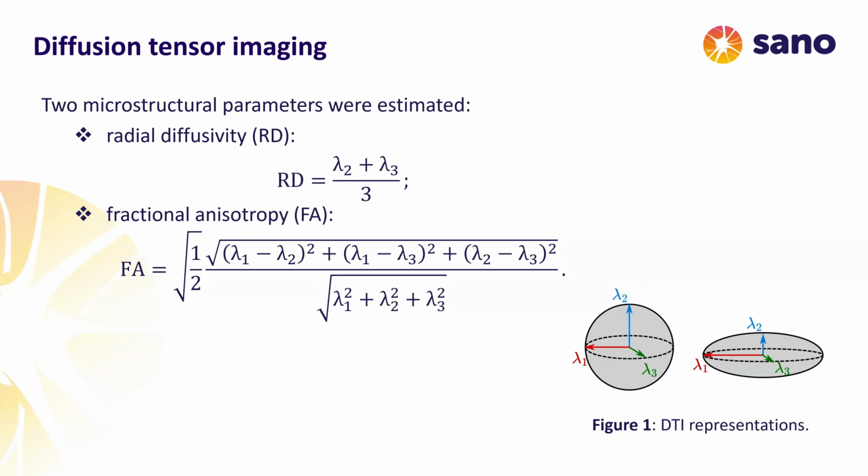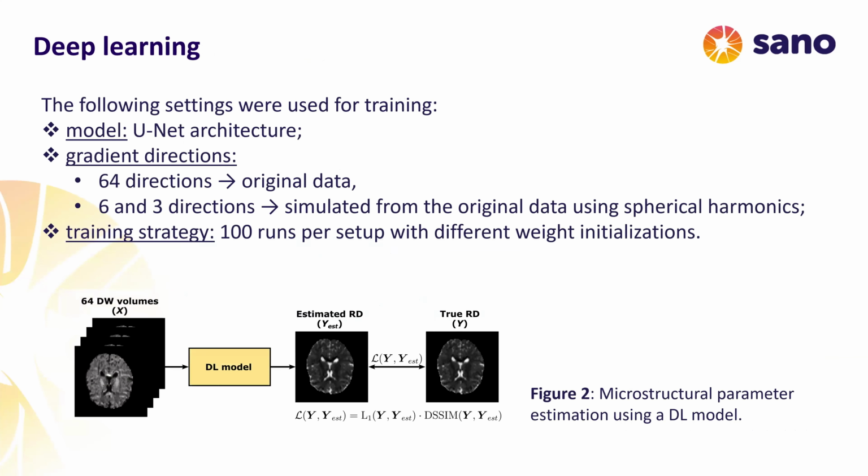Fractional anisotropy was essential for performing the tract-based spatial statistics analysis. We used the UNet, a deep learning model architecture that is commonly applied in medical imaging. We trained the model in 3 different configurations based on the number of gradient directions: 64 directions, which corresponded to the original acquisition, and 6 and 3 directions, which were simulated from the original data using spherical harmonics.